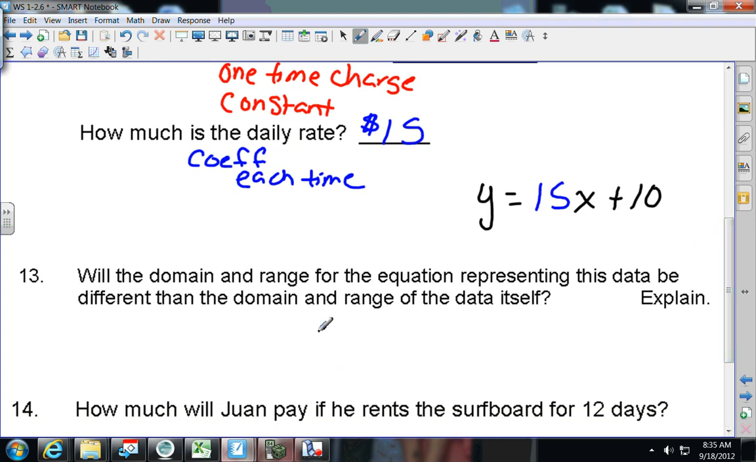Now it says, will the domain and range for this equation represent the data be different than the domain and range of the data itself? Oh, what does that mean? It means the equation, when I put it in the calculator, is there going to be a difference between that and the actual data? Data meaning the problem, what it's asking about.